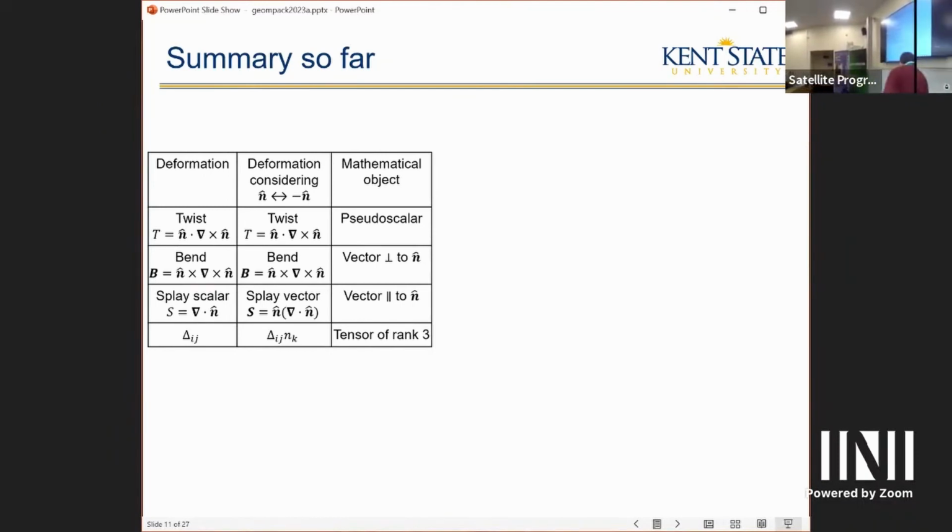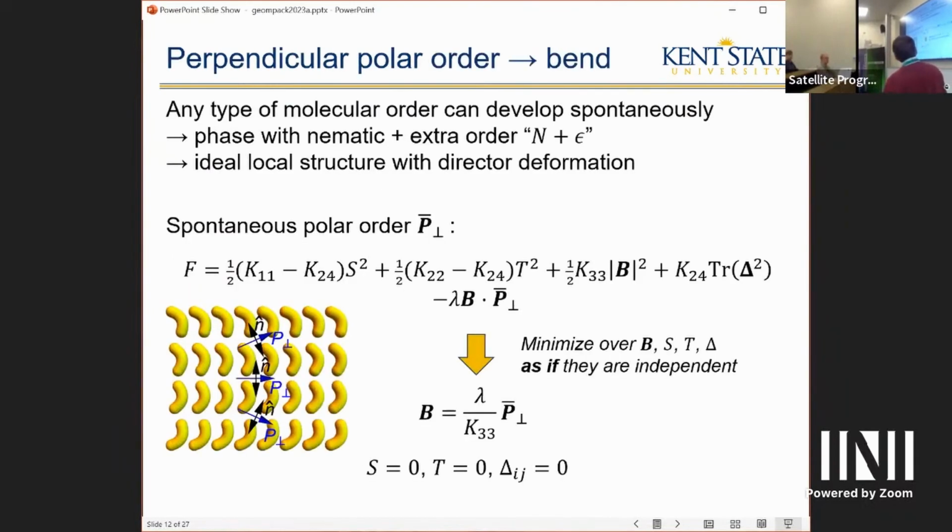Now, why do I care about formulating liquid crystal theory in this way? Well, there are several reasons, but the one I want to emphasize for today is that each of these modes can couple to some extra molecular order, which might be present.